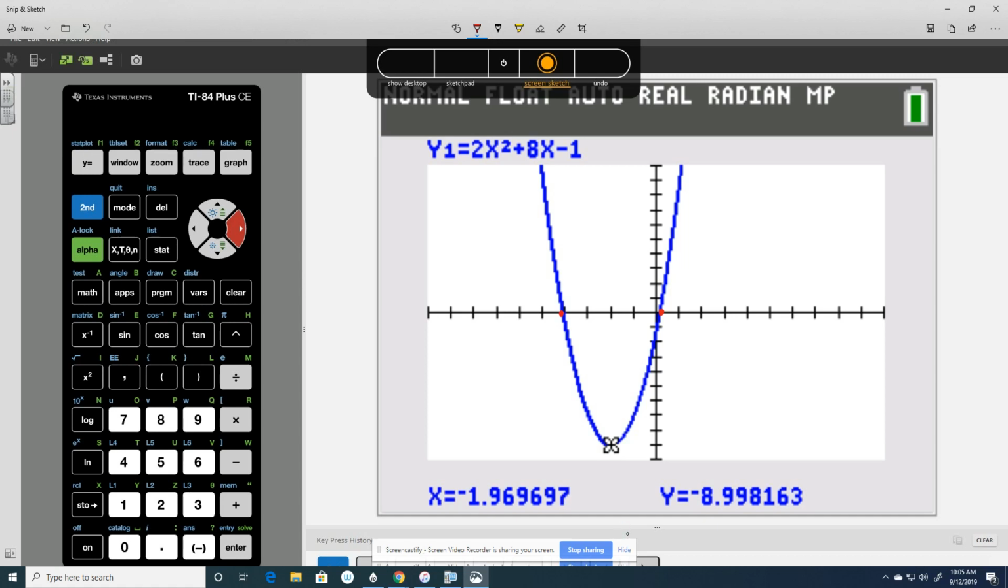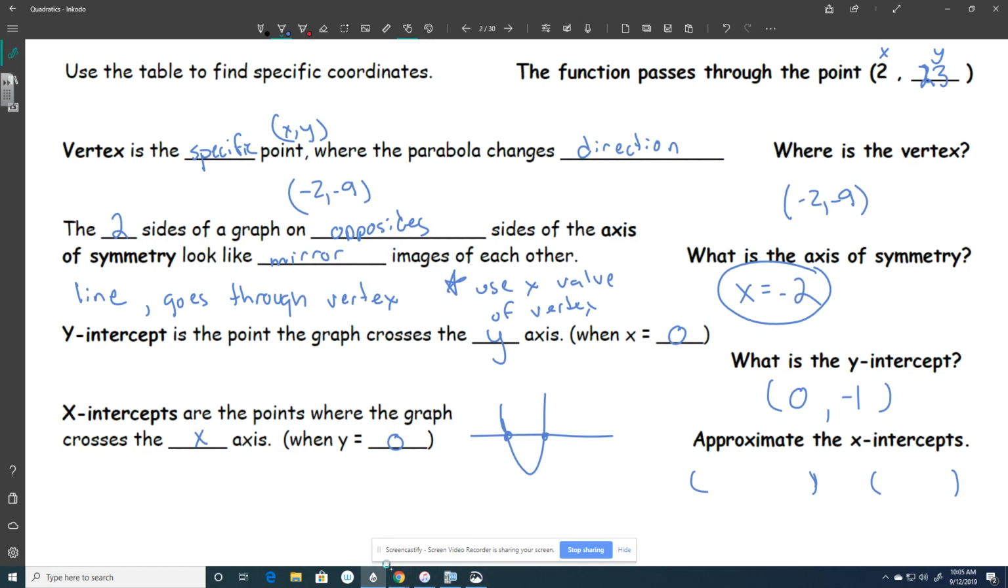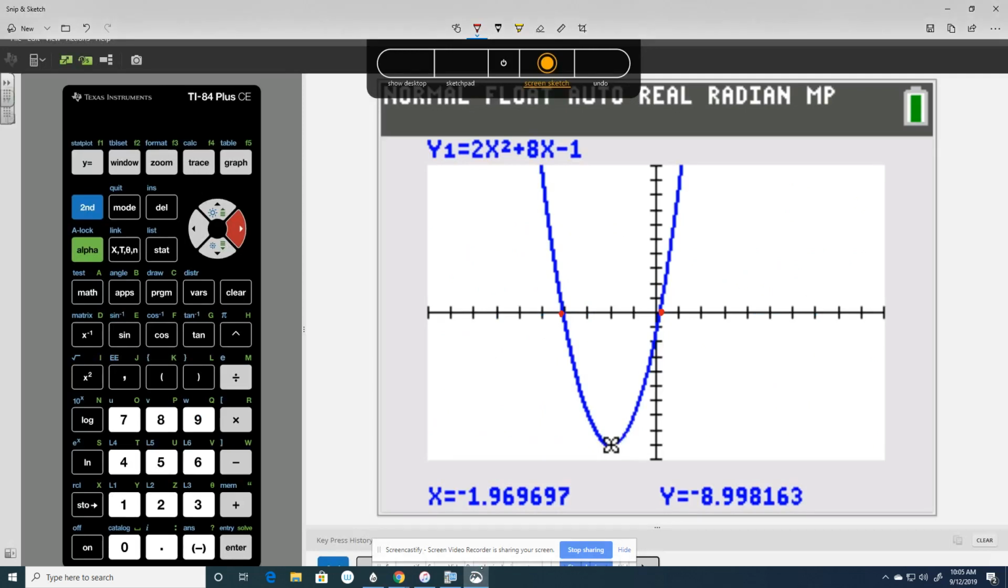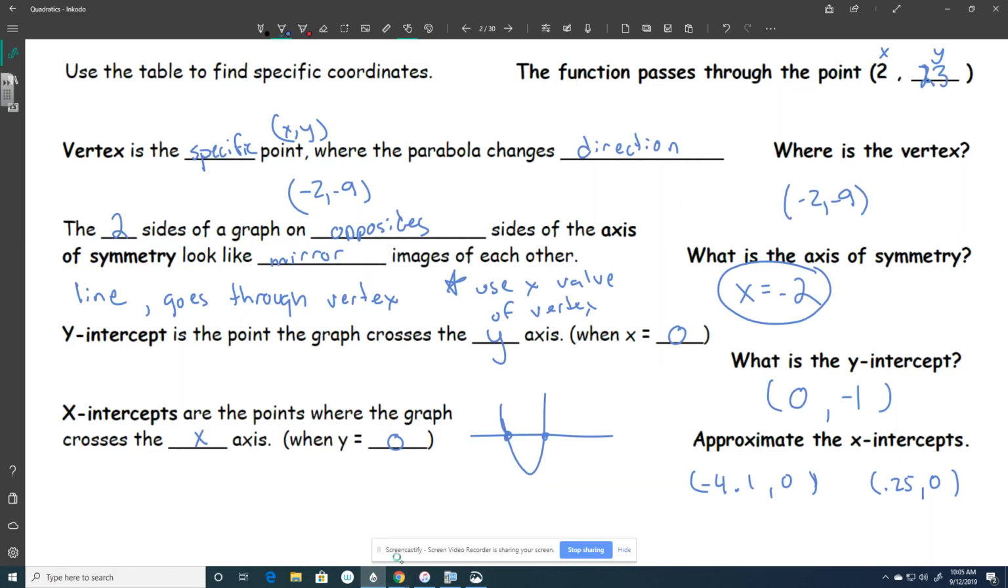So I'm going to approximate. That's not 1, that's not 0. It's a little bit bigger than 0. And this one is a little bit bigger than -4. So my approximations, I'm going to say it's about -4.1, 0, and about 0.25, 0. Again, I'm just estimating. That's about a quarter of the way. That's just a little bit past -4. So I'm going to estimate that that's about where my x-intercepts are.